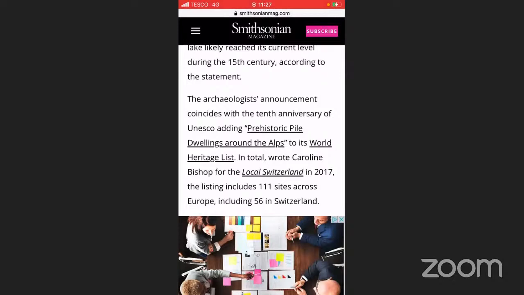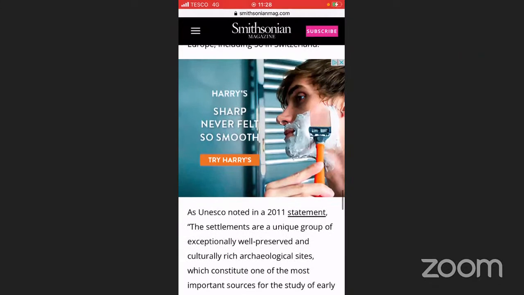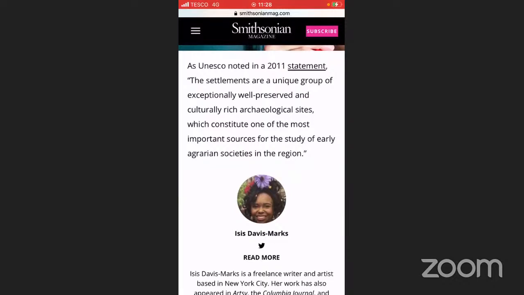The archaeologist announced it coincides with the 10th anniversary of UNESCO adding prehistoric pile dwellings around the Alps. There you go, dwellings around the Alps rather than villages. So what we've got is this list of lake villages. The list includes 111 sites across Europe, including 56 in Switzerland. There we go, UNESCO statement. As UNESCO noted in a 2011 statement, the settlements are a unique group of exceptionally well-preserved and culturally rich archaeological sites, which constitute one of the most important sources for the study of early agrarian societies, early developing societies within the region.